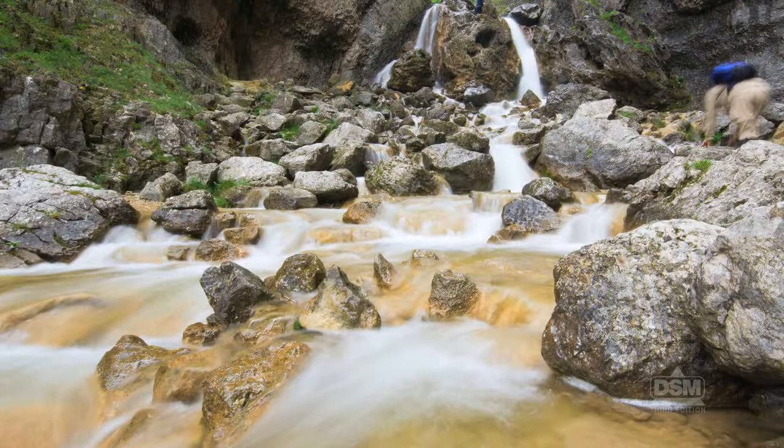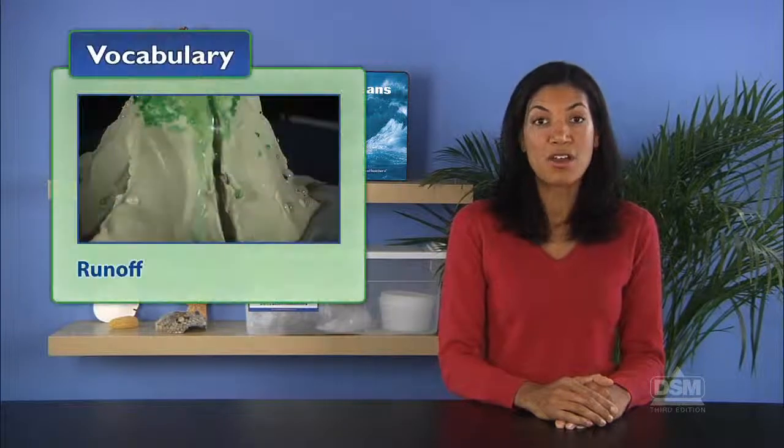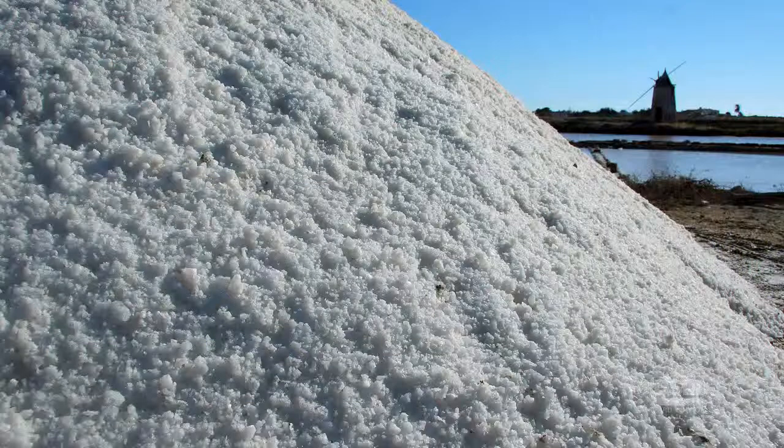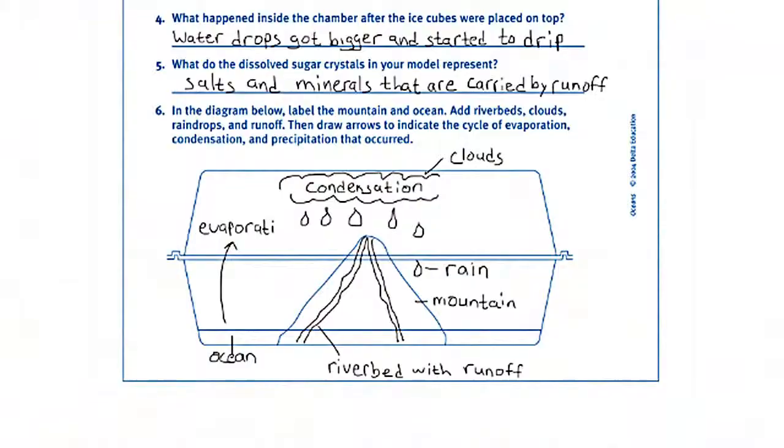Explain to students that, like the sugar crystals, rain dissolves the minerals in soil, including salts, and flushes them into streams and rivers where they are carried into the ocean. This mineral-rich water that empties into the ocean is called runoff. As students learned in Activity 2, runoff from land contributes to the salinity of ocean water. Instruct students to complete the diagram at the bottom of the activity sheet.